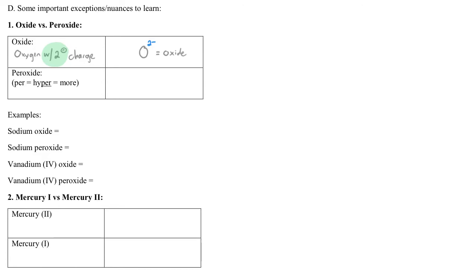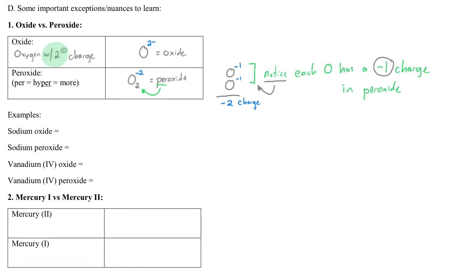And what it looks like is oxygen with a subscript 2 and a -2 charge. So at first glance, it looks a lot like oxide. It has a -2 charge, but there are 2 oxygen atoms in it. And what that means is that each oxygen atom in peroxide is not -2, but -1.